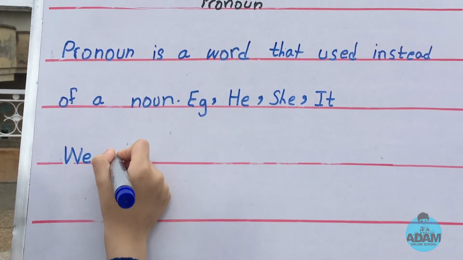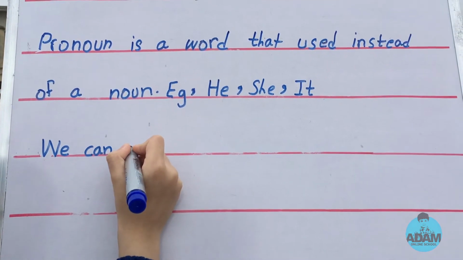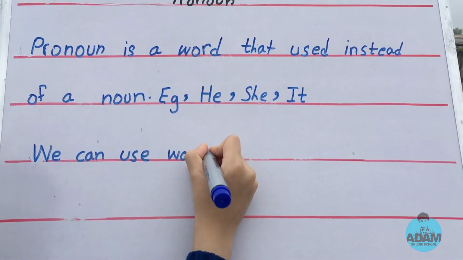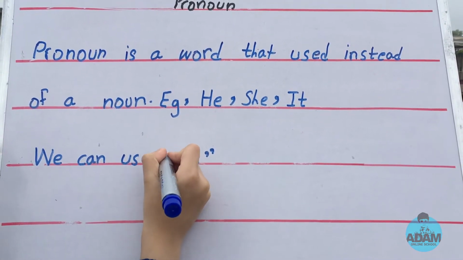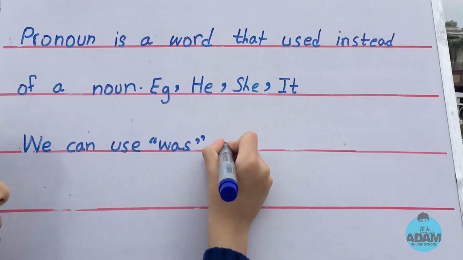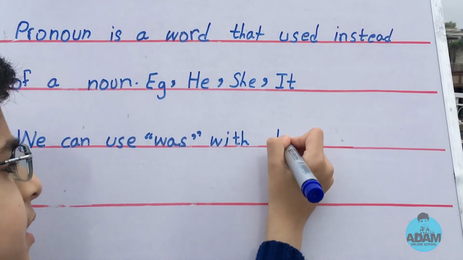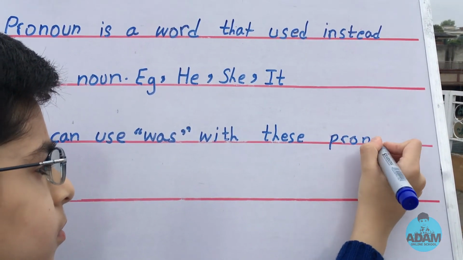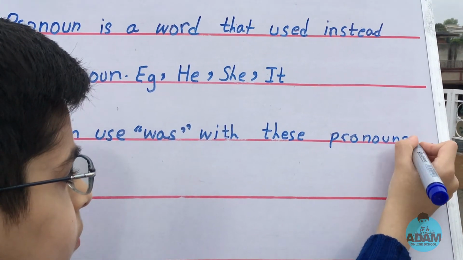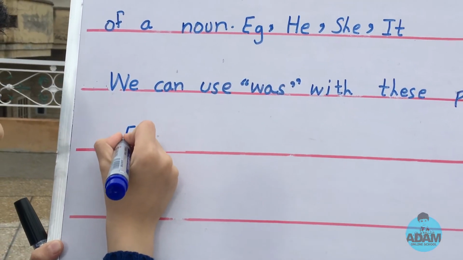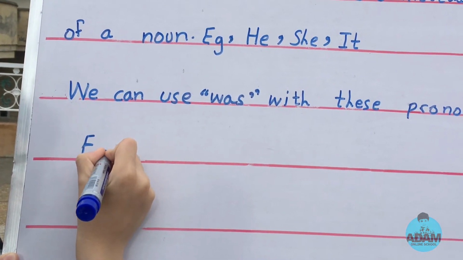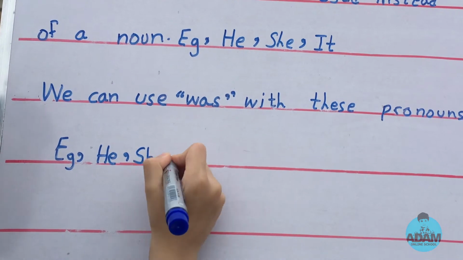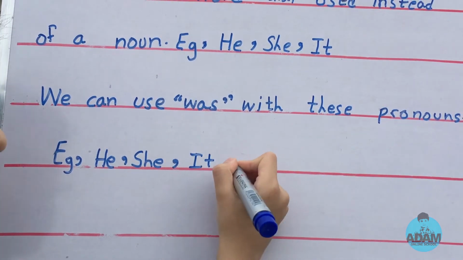We can use was with these pronouns. Example, he, she, it, I.